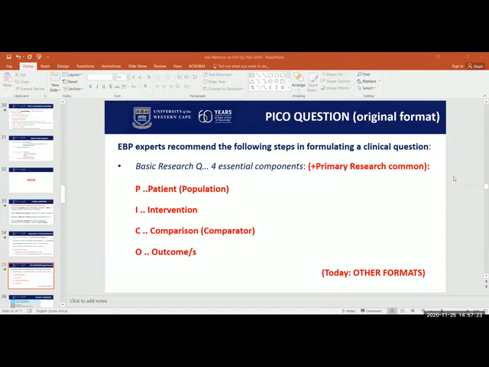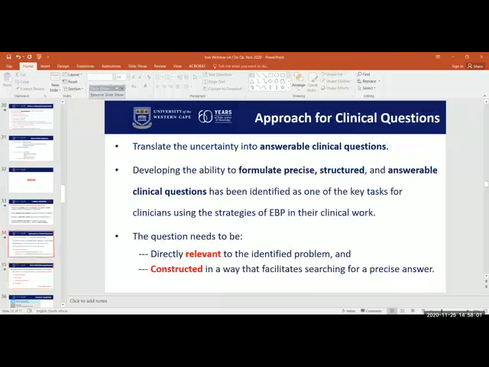It's the original format, what is called the PICO method. The evidence-based practitioners, experts, have recommended the following steps in formulating a clinical question. But this is not the only clinical question format. This is the original format, and it has 4 basic components: P for patient or population, I for intervention, C for comparison or comparator, and O for outcomes. So this is the original format. Let me just put it onto our, oh my God, I'm talking to myself.